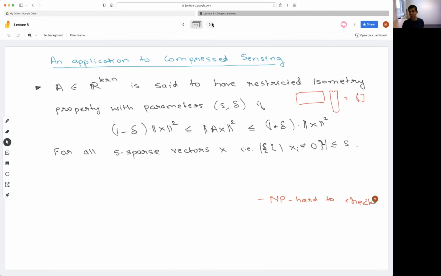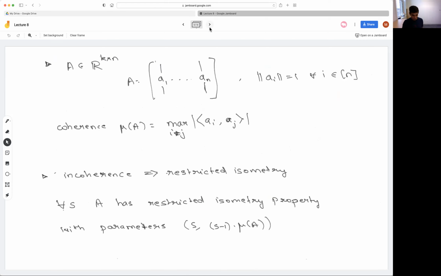If I give you a matrix, it's not easy to check if it has the restricted isometry property. But it turns out what the Gershgorin circle theorem gives you is a simpler condition to check, which is very easy, and it implies the restricted isometry property. So in a lot of applications, what they will actually do is say that my matrix has this stronger property, which is very easy to check, and it implies restricted isometry. And the way you prove that this property implies restricted isometry is using the Gershgorin circle theorem, or the disk theorem. And this property is what is called coherence, or the lack of it is called incoherence.